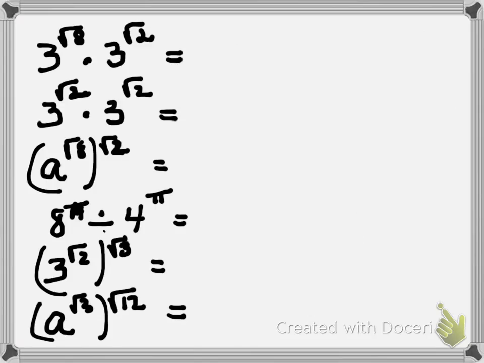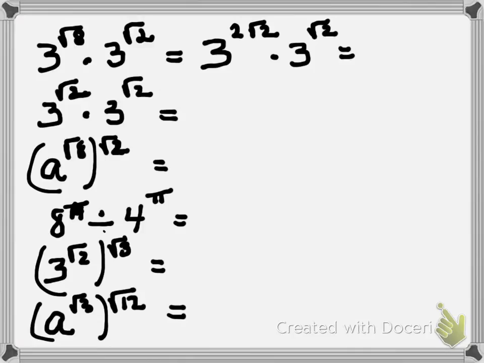Handle each of these. So now we have like bases, so we can add the exponents. But when we add the square root of 8 and the square root of 2, we can't add radicals unless they're the same. So what we need to do is rewrite this, and break the square root of 8 down into the square root of 4 times the square root of 2, which is 2 square root of 2, plus 1 square root of 2.